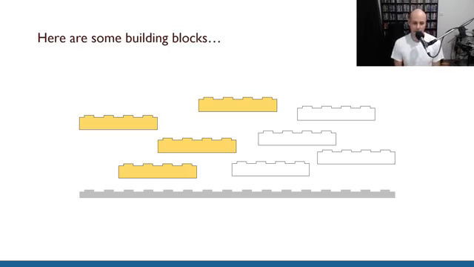So if we look at Lego, let's look at this example here. We've got these two different types of blocks, okay? So we've got a grey base piece, and we've got these yellow blocks, and we have these clear blocks.